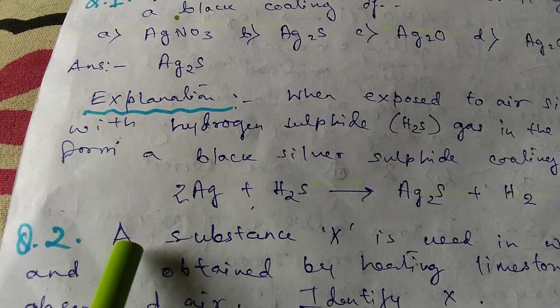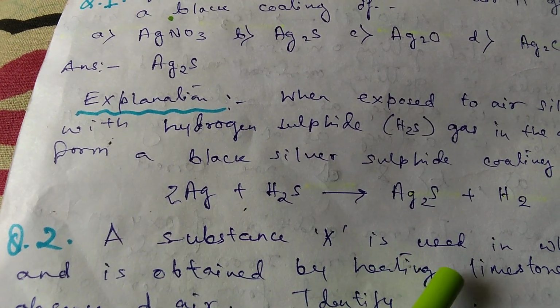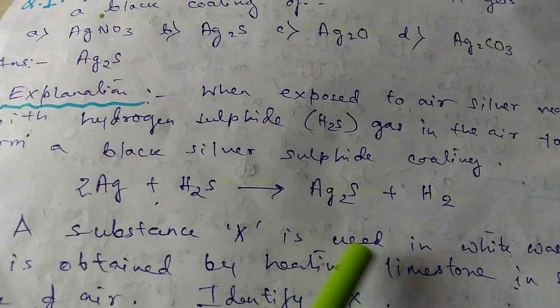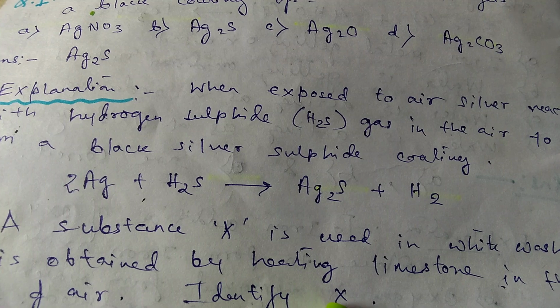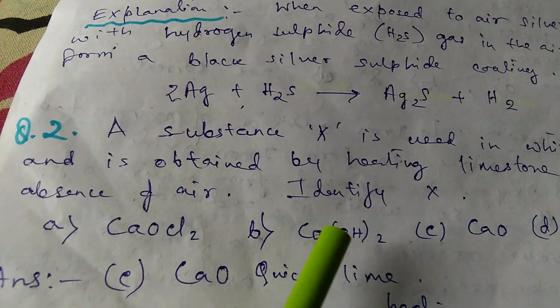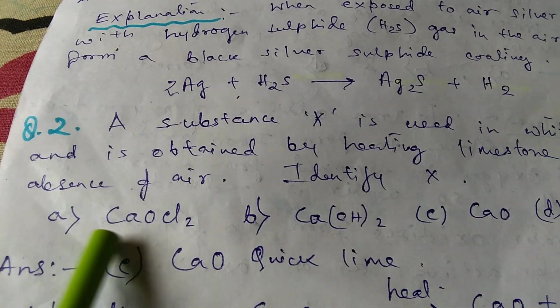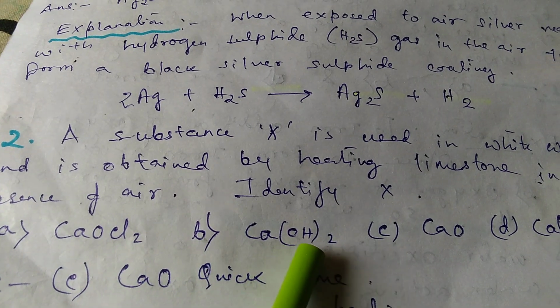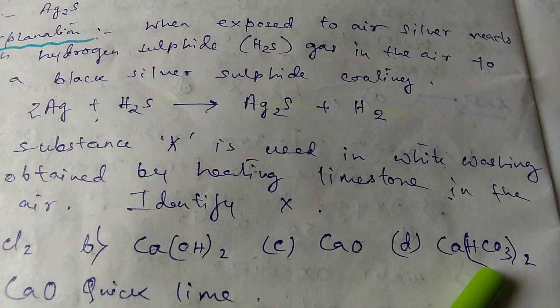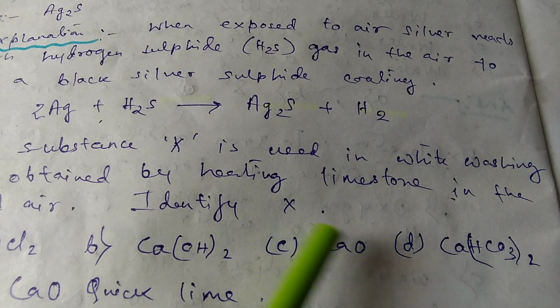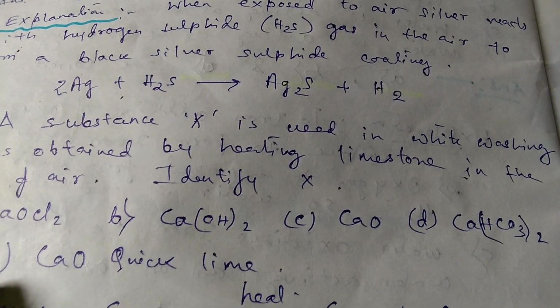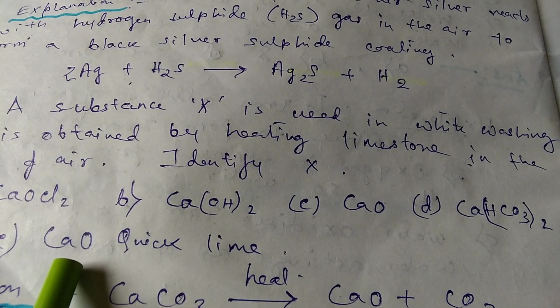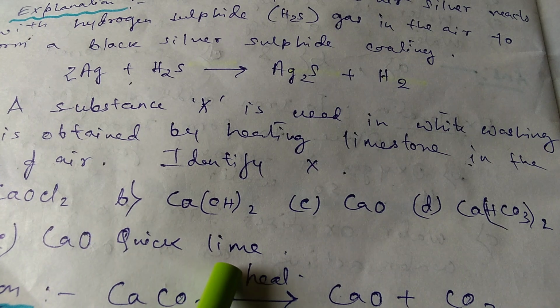Now question number 2. A substance X is used in whitewashing and is obtained by heating limestone in the absence of air. Identify the substance X. Here the options are CaOCl2, Ca(OH)2, CaO and Ca(HCO3)2. Okay, these all are calcium compounds. The correct answer is CaO, calcium oxide or quicklime.